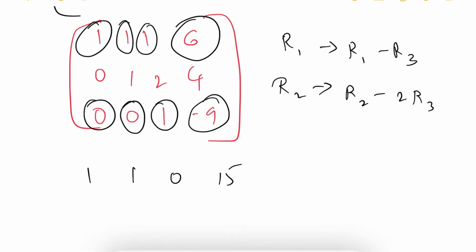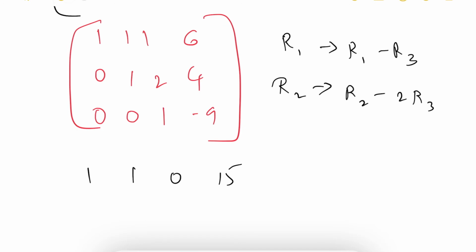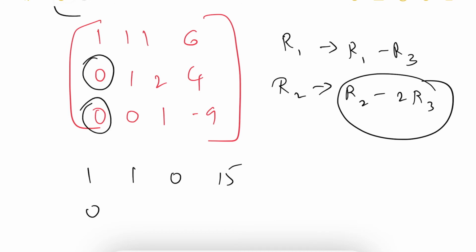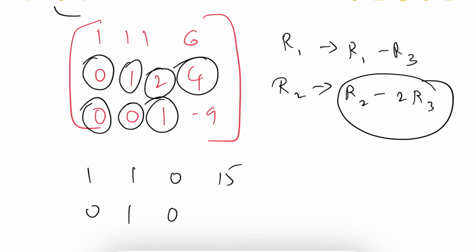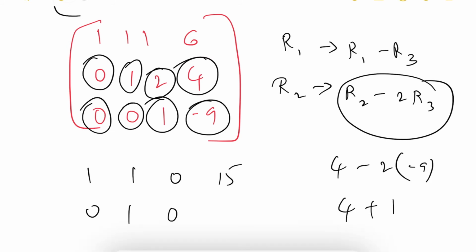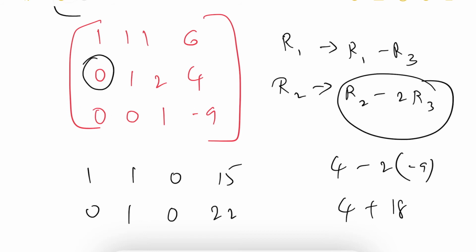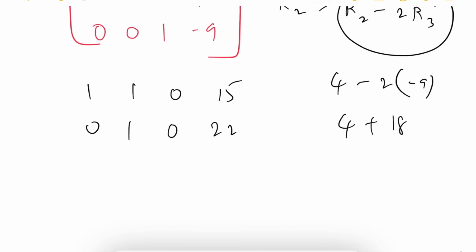Now R2 also we need to change, right? So let us move to R2 now. What is R2? R2 minus 2R3, so 0 minus anything is 0 only, 1 minus 0 is 1 only. Next 2 minus 2 becomes 0. Then comes 4 minus 2 into R3, which is minus 9 again, so 4 plus 18 is 22. Now we are not doing anything to row 3, so copy the third row as it is: 0 0 1 minus 9.